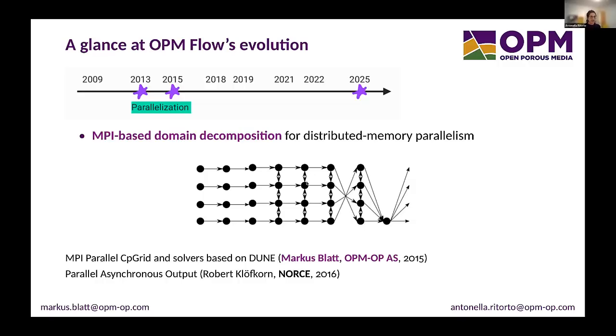So this MPI parallel corner point grid and solvers is based on Dune. Dune was mentioned already in the introduction, it is the Distributed and Unified Numerics Environment, and that was done by Markus, that he's here. And then we have this parallel asynchronous output done by Robert Klöfkorn, sorry for the pronunciation of the last name, from North. Asynchronous means that the processes don't need to wait for each other, and it's independent, let's say.